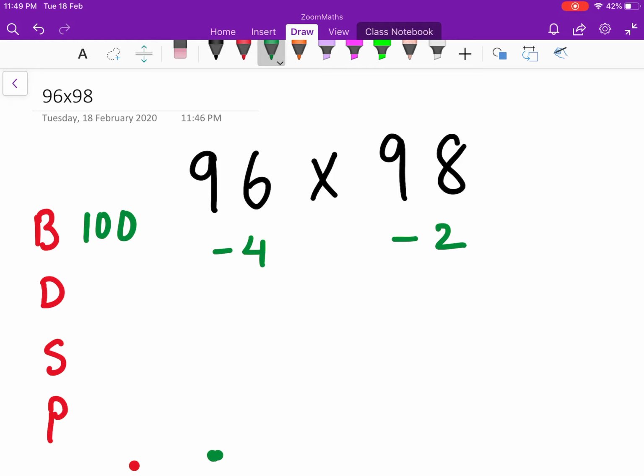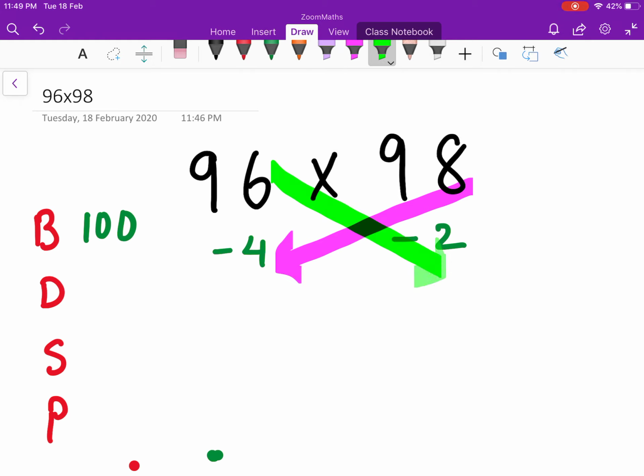And now what you do is you will have to sum these numbers diagonally, either 98 plus 4 or you'll have to sum 96 minus 2. Okay, so when you diagonally add this, it becomes 98 minus 4. Let's do it from here. 98 minus 4 becomes 94. And now what you do is the remaining two digits.